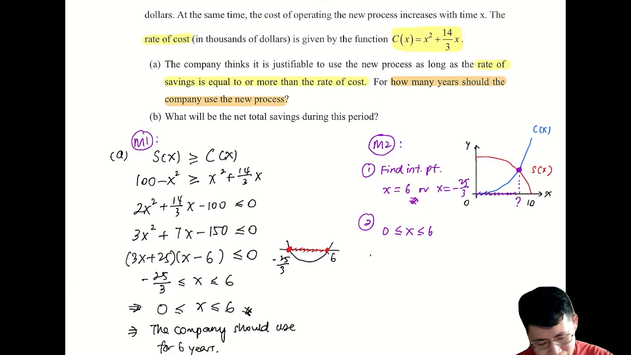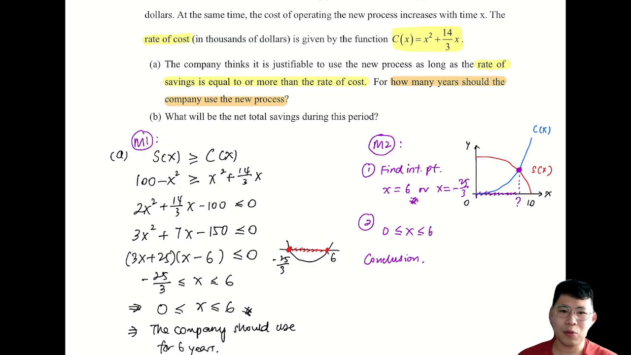Then we can write our conclusion. So they should use this new process for 6 years. So this would be the second method in which we could use to solve, right? So once again, solving inequality doesn't have to always be algebraic. We can also make use of the graph to solve.